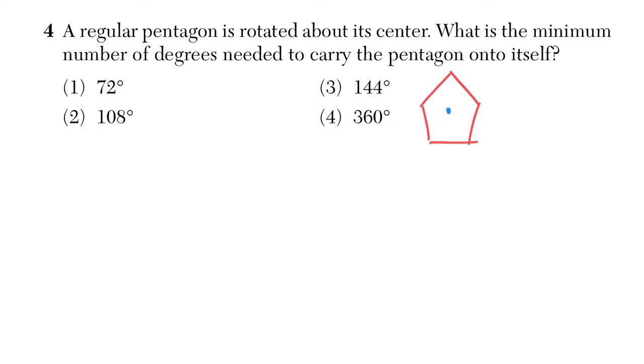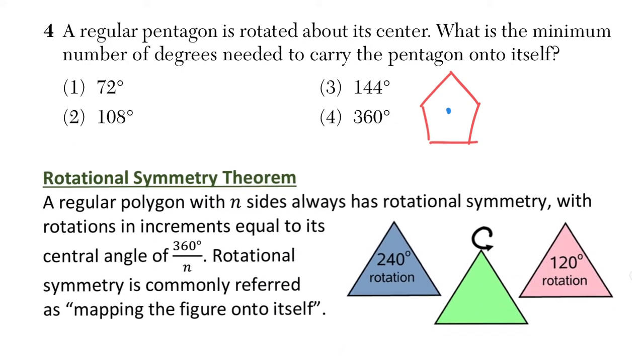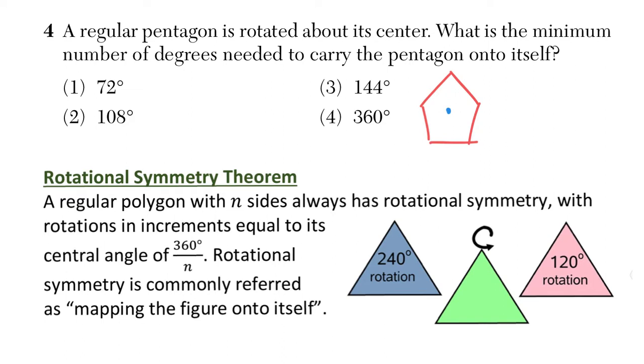And so what does that mean? That means that in order for it to carry the pentagon onto itself, we're going to be rotating it, and it's going to be looking exactly the same as it does in the start. So this involves, of course, rotational symmetry. What is the formula? It involves 360 degrees divided by n, which is the number of sides.